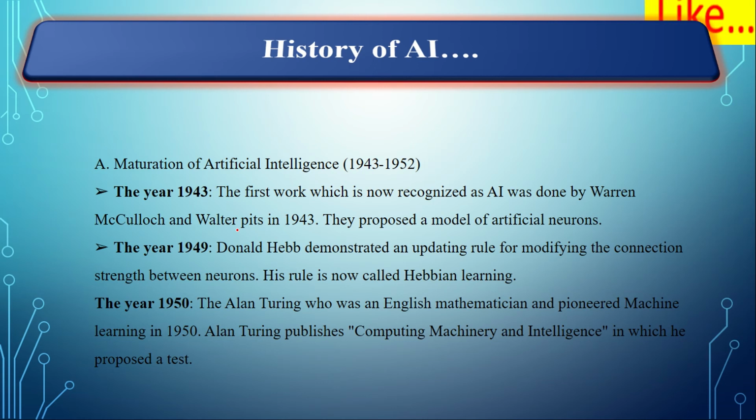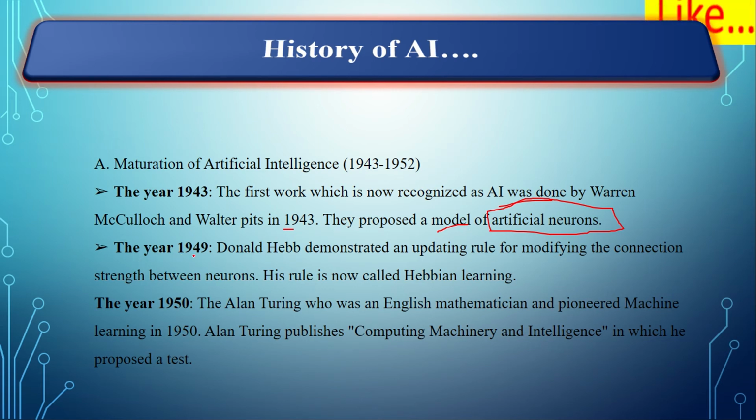Maturation of AI, 1943 up to 1952. The first work now recognized as AI was done by Warren McCulloch and Walter Pitts in 1943. They proposed a model of artificial neurons.